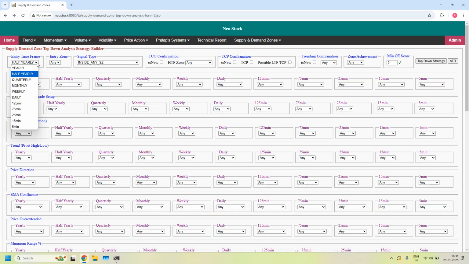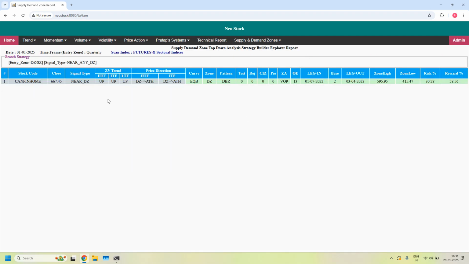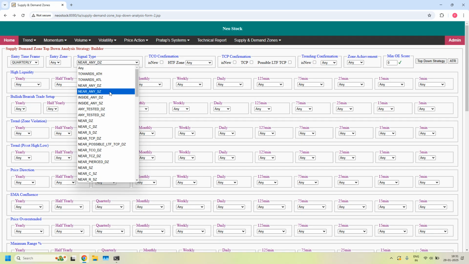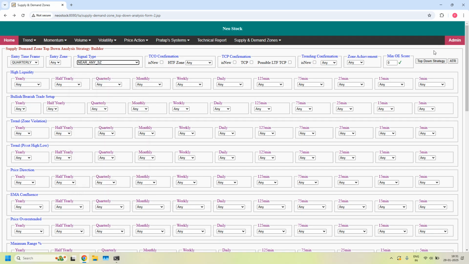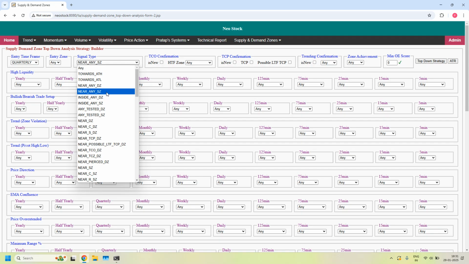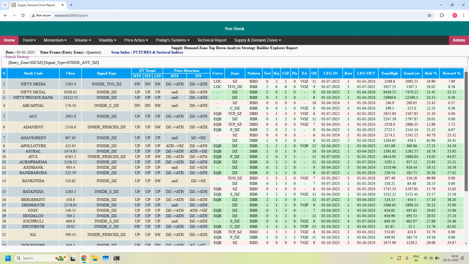Next time frame is quarterly. Stocks near quarterly demand zone, 1 stock is filtered. Next, quarterly time frame. Stocks near quarterly supply zone. We got 2 stocks. Next, quarterly time frame. Price closed inside the quarterly demand zone. We got 33 stocks. So first 22 stocks in the list. I am scrolling the list down.